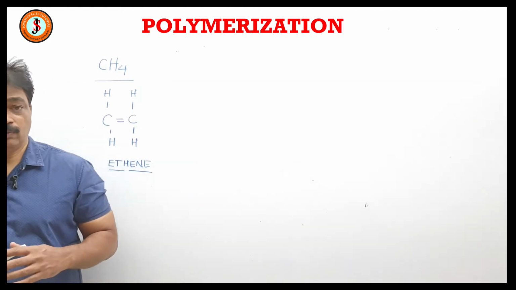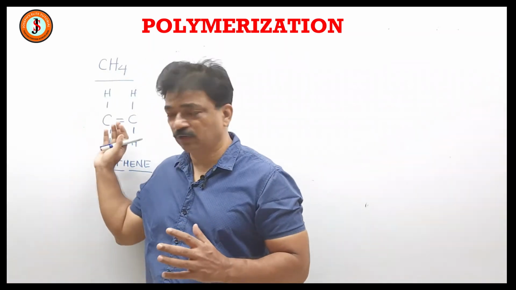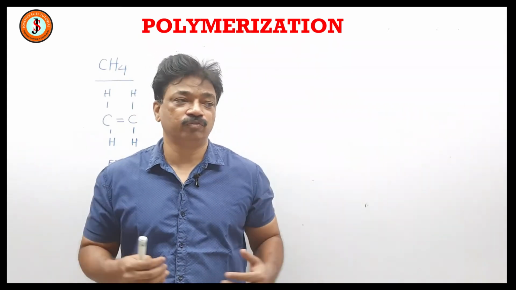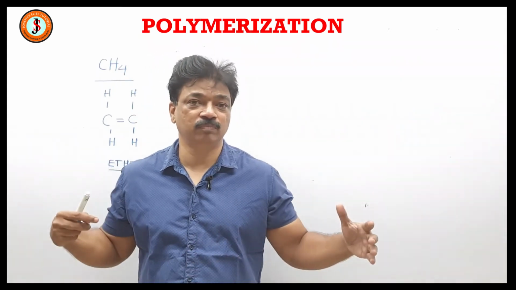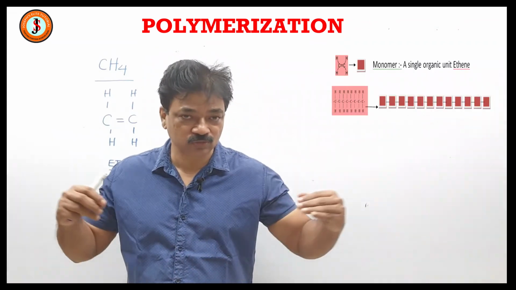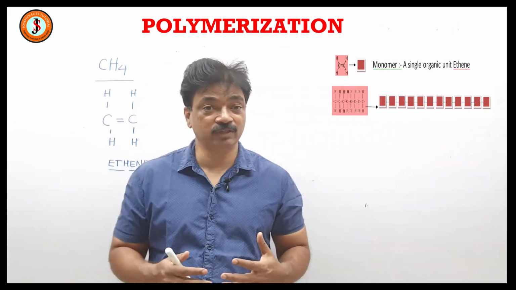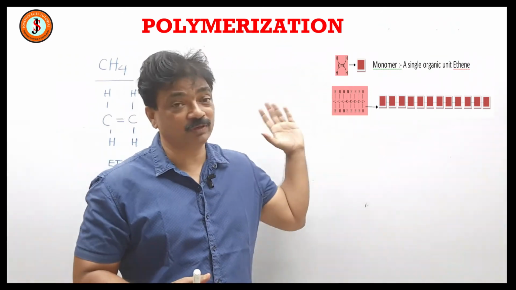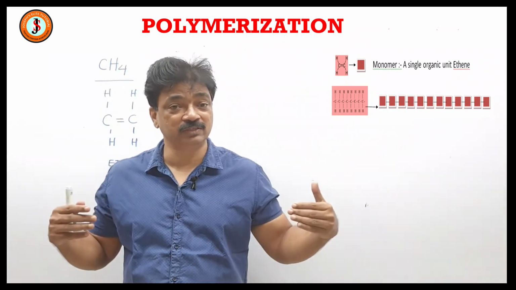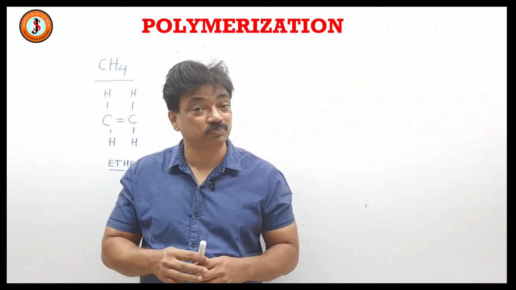So now we see when a lot of ethene molecules line up and chemically combine to form chains, and these chains can be very big, then the reaction is called polymerization reaction, and the chain is known as a polymer. So 1 ethene, 2 ethene, 3 ethene, 4 ethene. As you see in the figure, ethene will form big chains, and then we will get polythene.